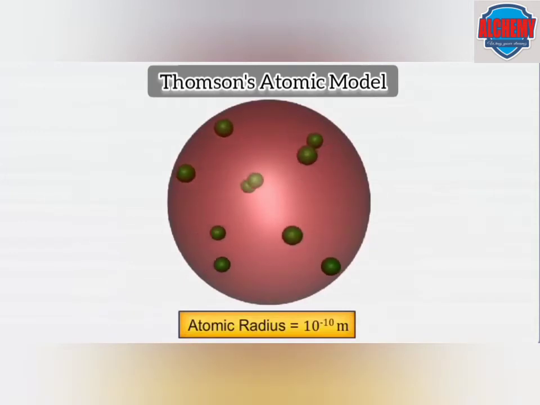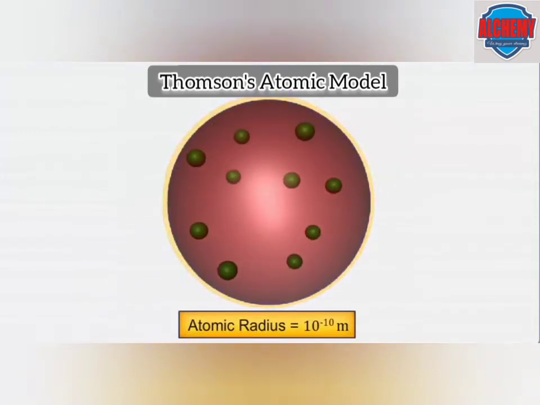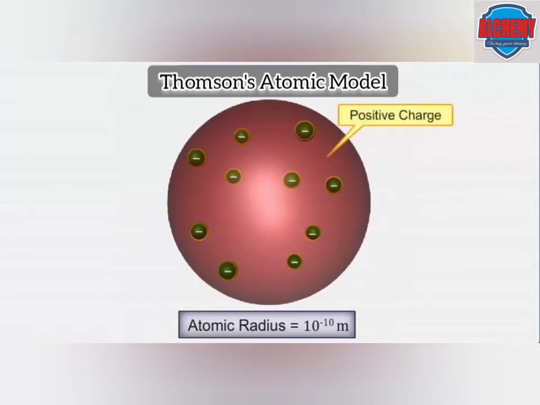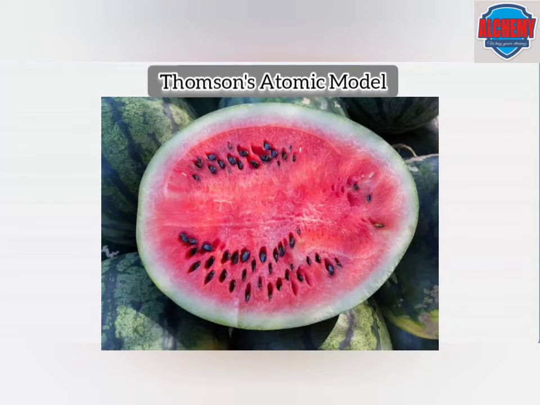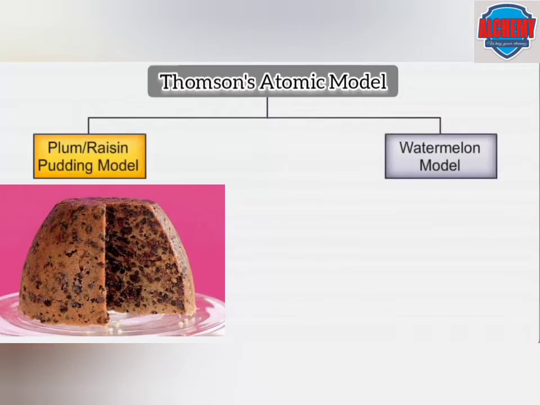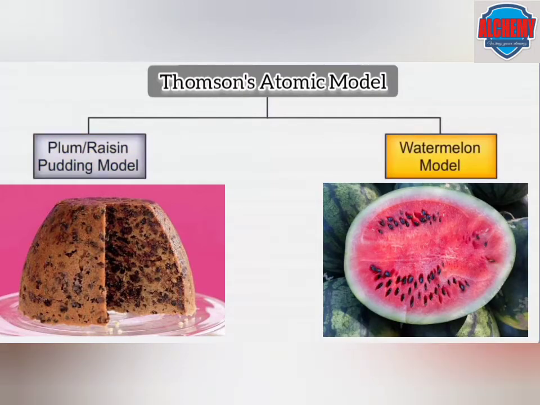According to this model, an atom is a sphere of radius 10 raised to minus 10 meter with uniform distribution of mass and positive charge. The negatively charged particles called electrons are embedded within it. In this model, the electrons embedded in an evenly distributed positive charge can be visualized as plums, raisins or seeds that are embedded within a pudding or watermelon. Therefore, this model is also called plum pudding, raisin pudding model or watermelon model.